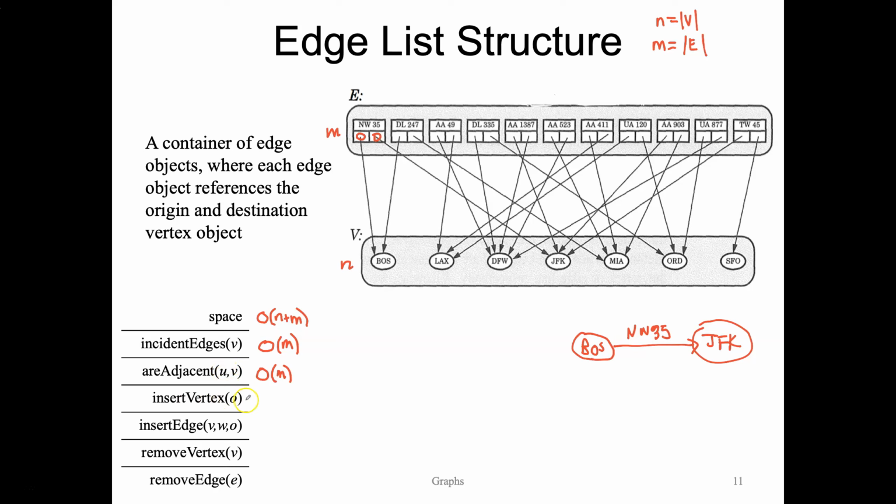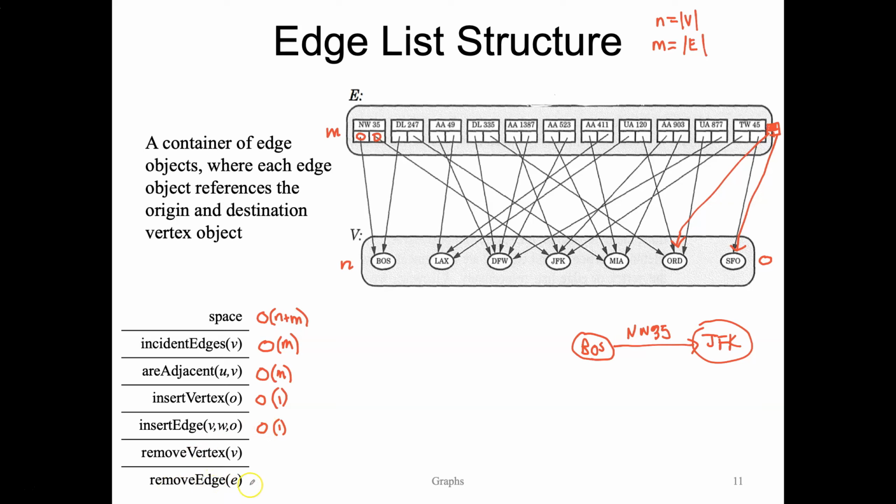To insert a vertex though, this is pretty easy. We have our container of vertices here. We could just create a new vertex at the end of this container. So this is constant time. And similarly, inserting an edge we can do in constant time because this is as easy as adding a new object to the end of this, storing whatever we wanted to store in that object here, and then keeping track of pointing it to V being the origin vertex and W being the destination vertex. So maybe we have a reference here and then here. So that we can do in constant time.